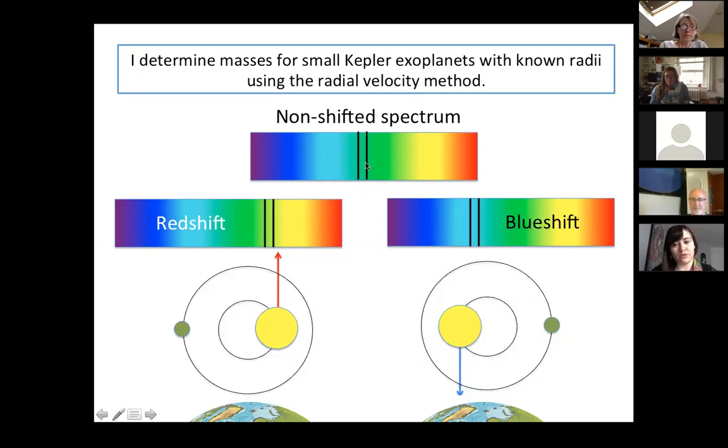So up top here, you see a non-shifted spectrum. It could be any species that you're looking at in terms of chemical composition, but we've got some spectral lines here and we know where they normally should fall. And we go and look at the star one day and we see that those lines are in fact redshifted. And then later we look at the star again and we see that they're blueshifted. This is because as the star is moving away from us, the wavelength of the light gets stretched out and it appears redder. And then as it's moving towards us, it gets compressed and it appears bluer.